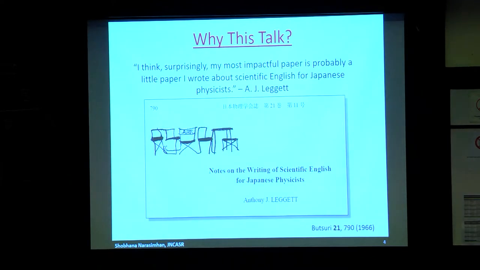And why am I doing it at this conference? It's because of this paper, which Professor Leggett talked about yesterday. He wrote this paper in 1966, I think, though it has been republished in various places several times since then. And he said also yesterday that he thinks, surprisingly, that it might be his most impactful paper. Though it says it is for Japanese physicists, I think it is very interesting for all of us to read. So if you haven't already read it, I urge you to go read it. The PDF is available for free on the web. And I also think it's quite remarkable that it was written by someone who at that time was only 28. It shows a remarkable maturity, if I may be allowed to say that.